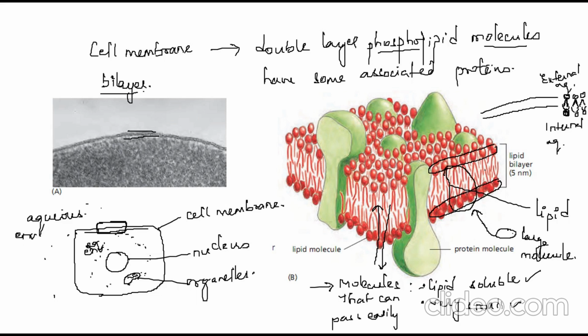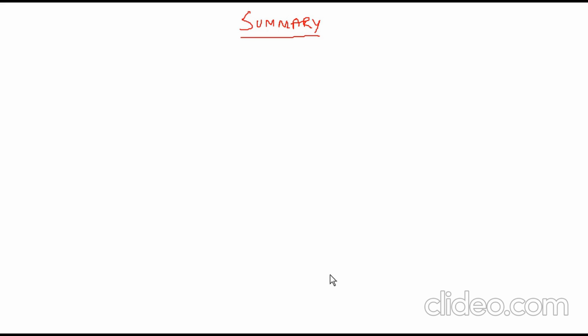Okay, this we will discuss later in detail. So let's discuss what we have studied till now. We have studied that the cell membrane is a bilayer composed of phospholipids and associated proteins. Okay, how does the structure of the bilayer membrane look?